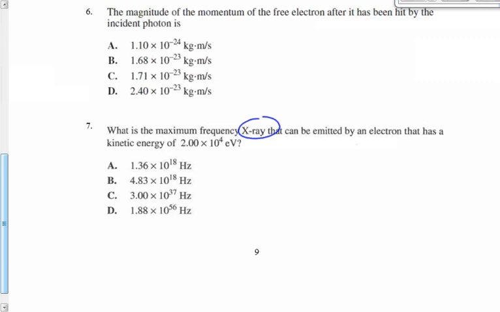The electron. So the maximum energy that the X-ray can get is 2.0 times 10 to the 4 electron volts. If the X-ray has that energy, then it's going to have this frequency. So it gets its energy from the electron, set them equal to each other, solve for the frequency. When you do that, number 7 works out to be B.